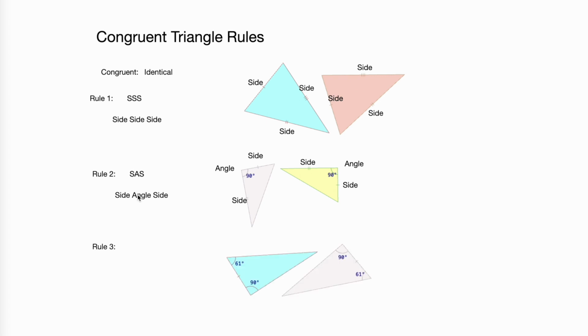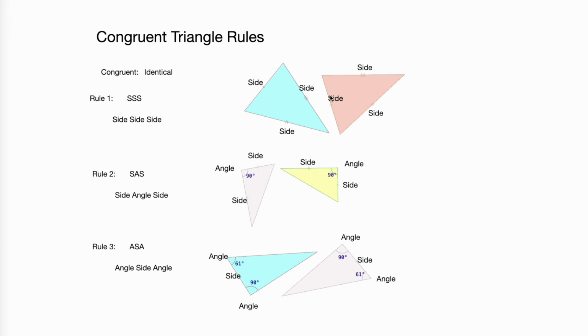Rule number three, notice here I have 61 degrees, 90 degrees, 61 degrees, 90 degrees. The sides between the two angles are also congruent. Then I can say that these triangles are congruent by angle side angle. This rule is called angle side angle. Here is our first angle, and then I have a side, and then I have a second angle. The sides between the two angles are congruent, and the two angles are also congruent. Then we have angle side angle.